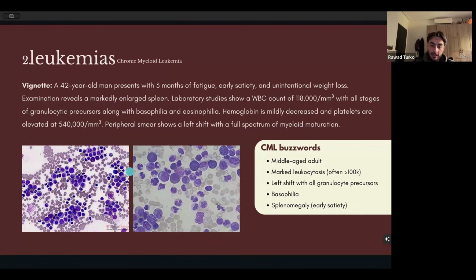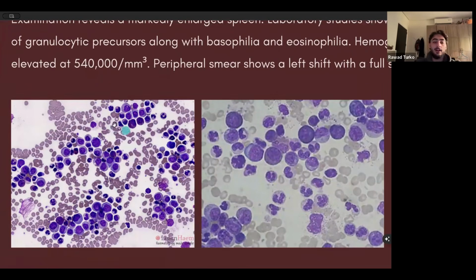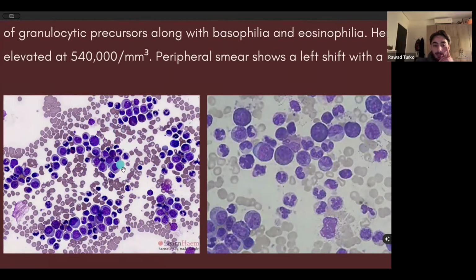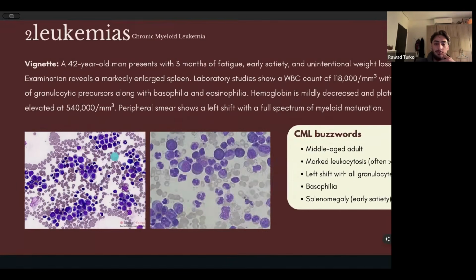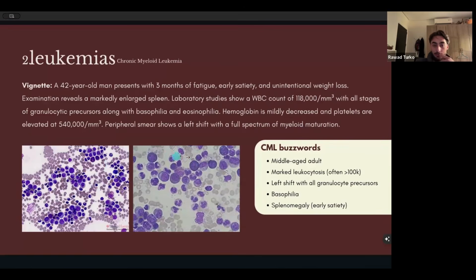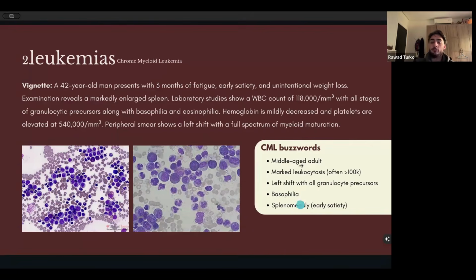So again, this is what it looks like. You see granulocytic cells here. You see hypersegmented cells, so they're not just lymphocytes. You see cells of different shapes and kinds. Okay, and it's an elderly patient too. Okay, and some buzzwords: middle-aged adult, marked leukocytosis, left shift with all granulocyte precursors. Basophilia is very important, and splenomegaly.